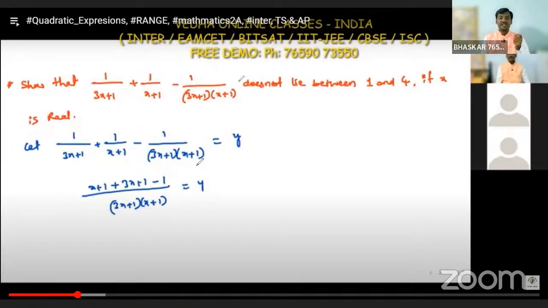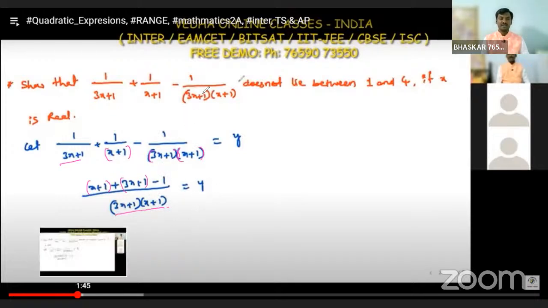Okay, in this question, take the LCM. What is the LCM here? (3x plus 1)(x plus 1) is the LCM. Here we have 3x plus 1, so multiply it with x plus 1. Here we have x plus 1, multiply with 3x plus 1 into 1, which is 3x plus 1, and we have both the factors. Whatever we have in the LCM, we write it as it is, minus 1, is equal to y.